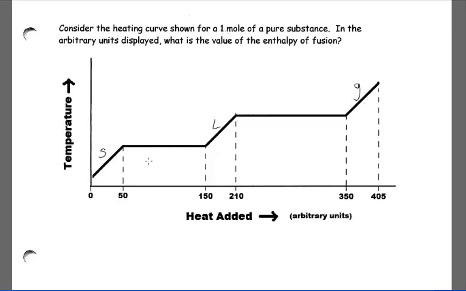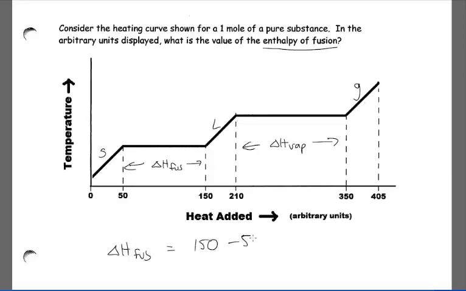And if it's for 1 mole, then this place here would be delta H of fusion. That's how much heat was added. And this place here would be the delta H of vaporization. So the enthalpy of fusion for this case would be this distance, which is 150 minus 50. So delta H fusion equals 150 minus 50, or 100 units.